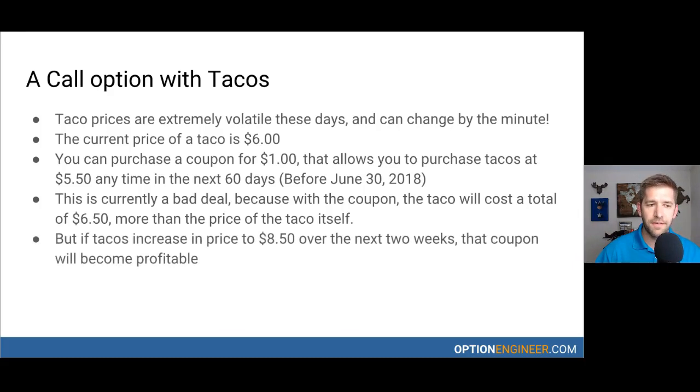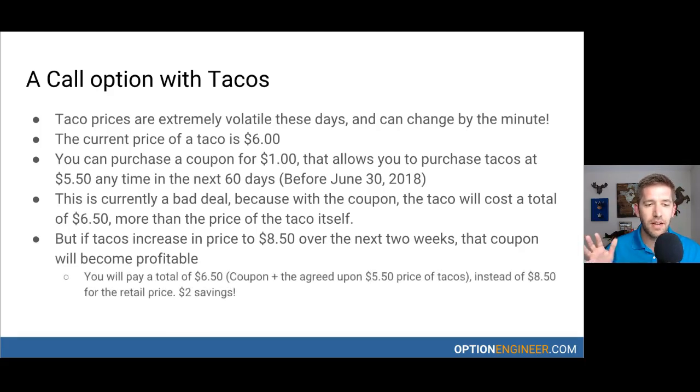But here's where things get fun. What if over the course of the next couple of weeks, tacos increase in price from $6 all the way up to $8.50? That could definitely happen in the taco market these days. So in that example, the coupon for $1 would be a profitable trade. Why is that? Because you're still going to pay the same $6.50, right? You paid $1 for the coupon, and the coupon said that you could buy a taco for $5.50. So that price is static.